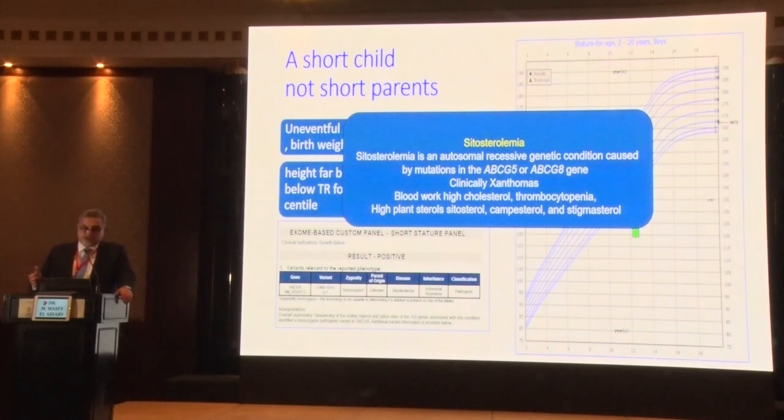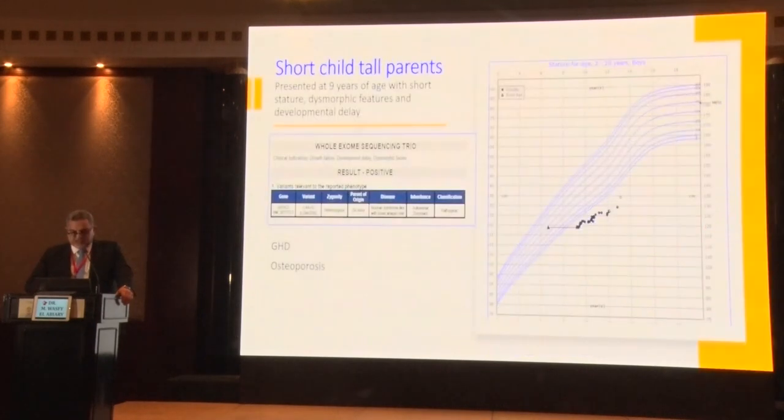So now, what is the link between sitosterolemia and this picture? We don't know yet. We are looking for it. But here is one of the yields of the short stature workup.